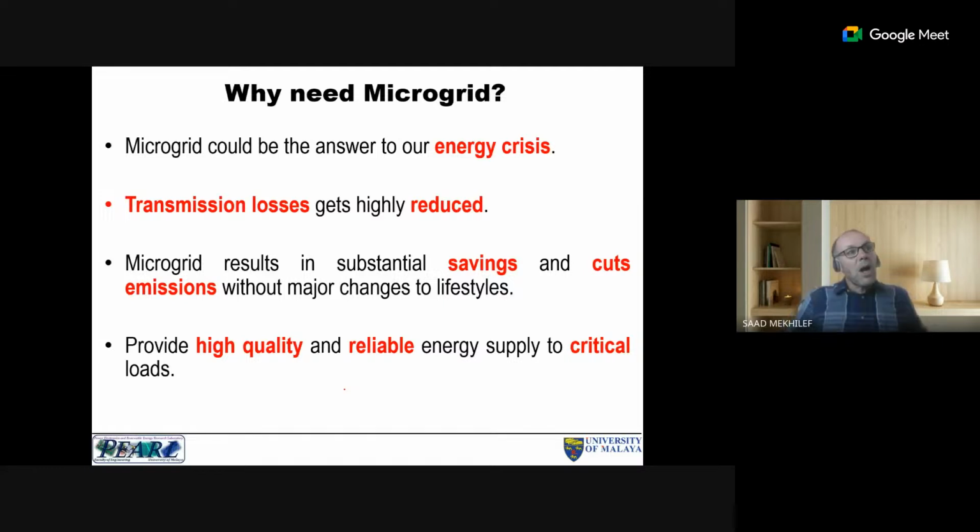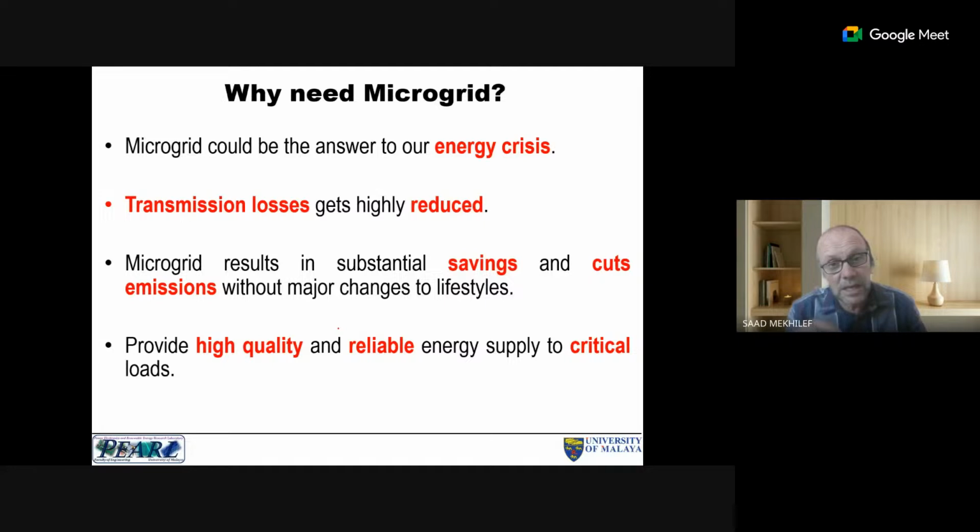Okay, so why do we need these microgrids? The question is, why do we need it? Microgrid could be an answer to the energy crisis. Because one of the big issues that we mentioned in the traditional grid is that most of the generation is placed very far away from the loads. When I say very far, we're talking about thousands of kilometers.